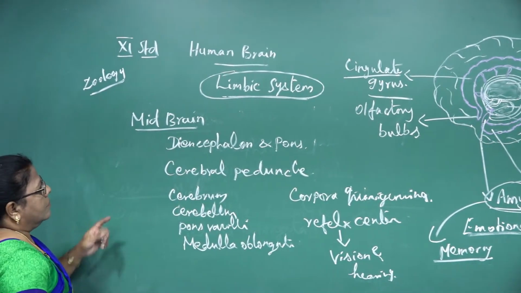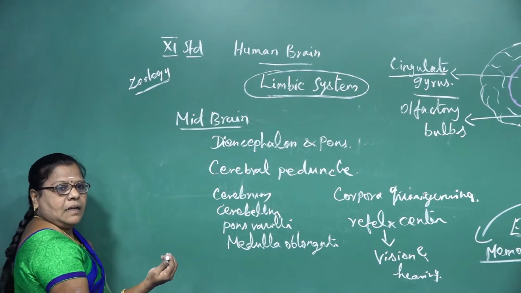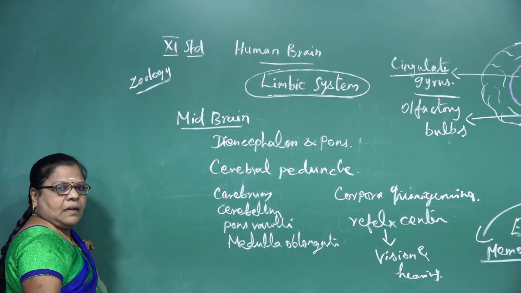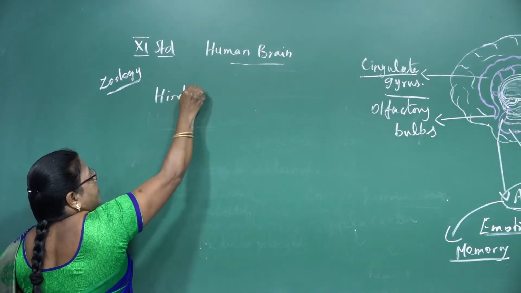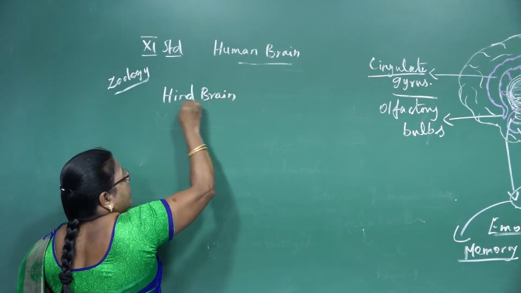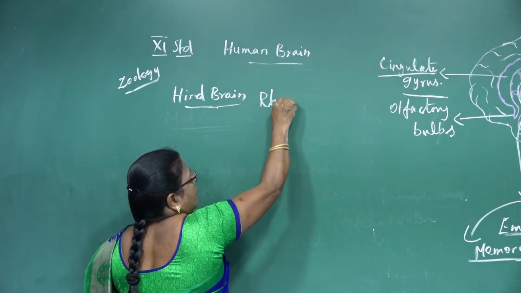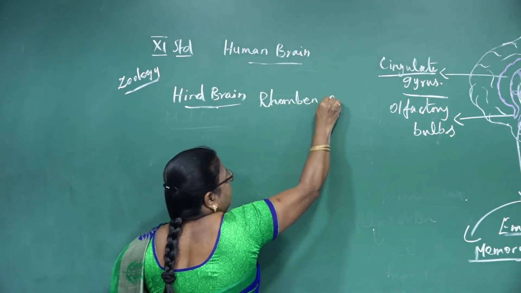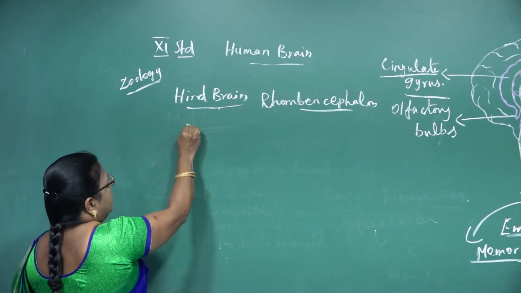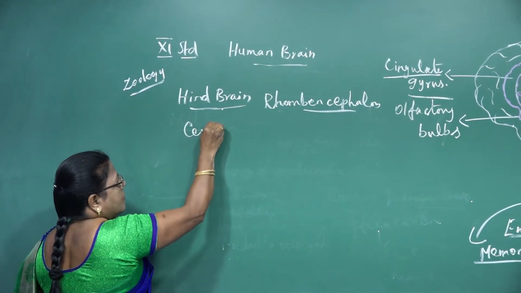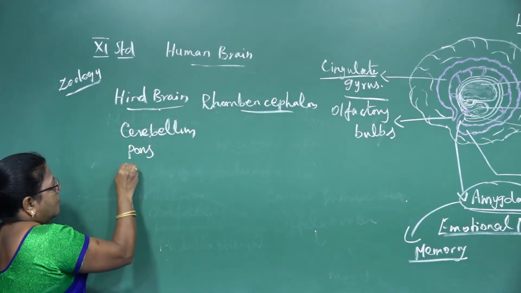Next one, cerebellum. Next, hindbrain. The hindbrain is otherwise known as rhombencephalon. It consists of cerebellum, pons, and medulla oblongata.